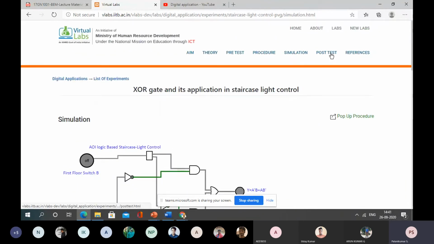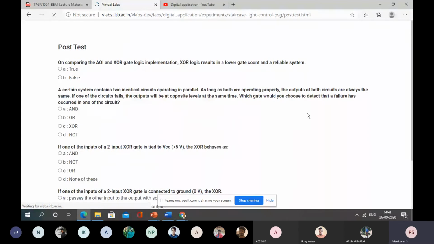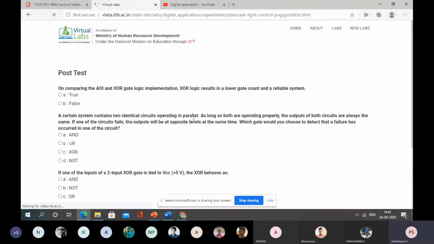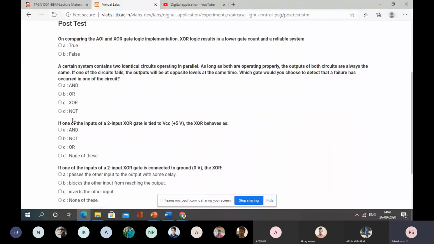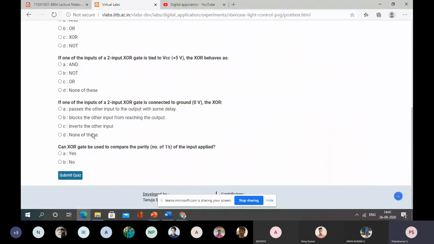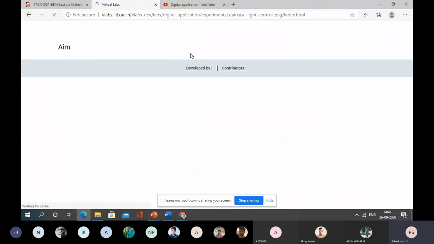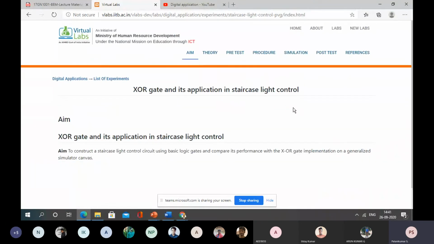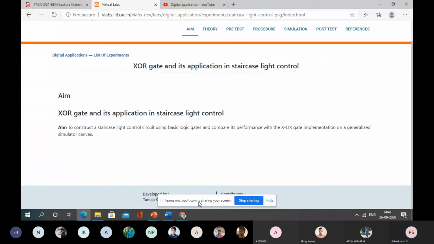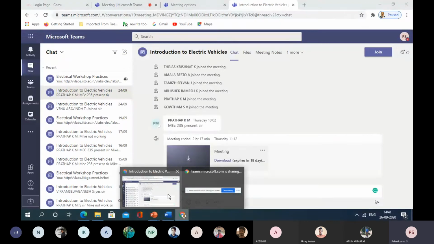After that, very importantly, you have to take the post test. The post test is simply to check, after you know the concept, whether it is useful, which is better, like that. Some questions were asked. So this is what I'm expecting you to do this week, and you have to complete it. Okay. Any clarification?